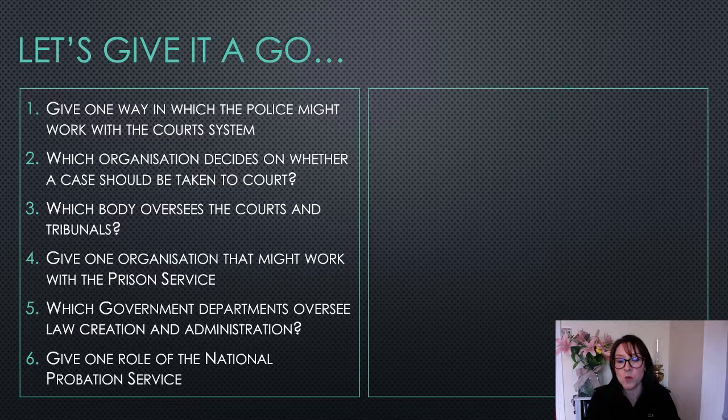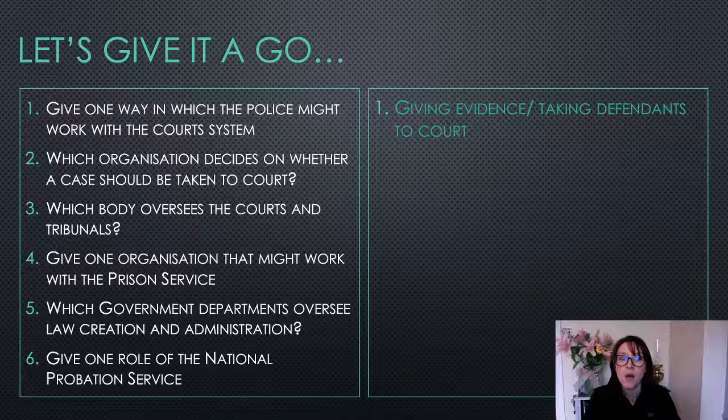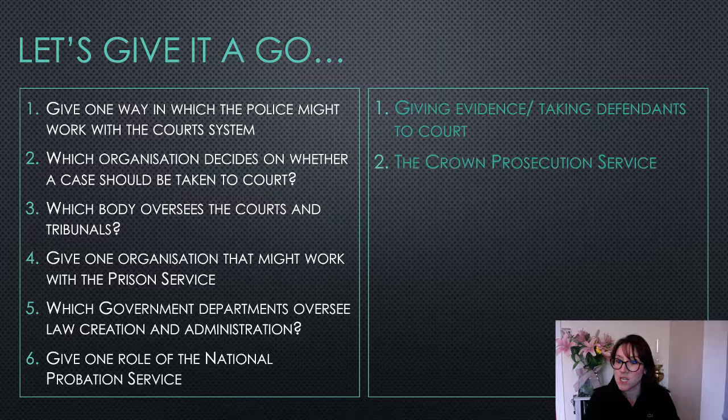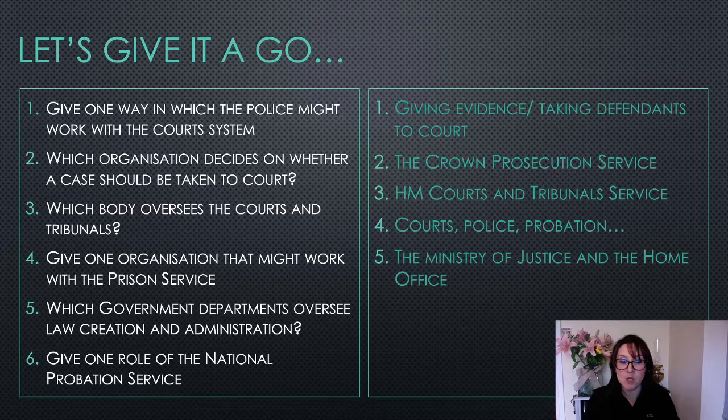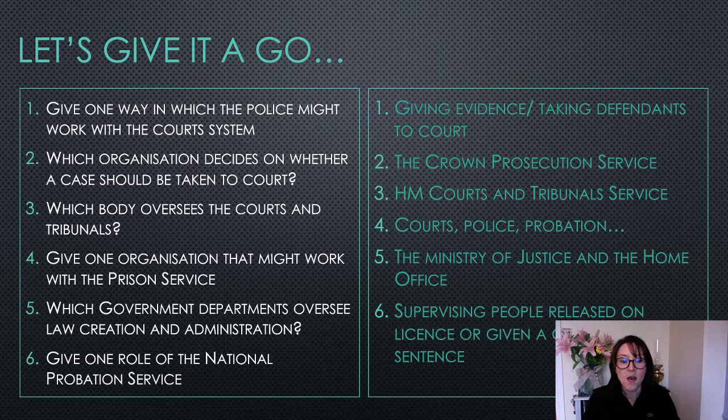If you don't, and you want to continue, here are the answers. Number one, a way the police might work with the court system is they give evidence and take defendants to court. The organisation is the CPS. The body that oversees courts and tribunals is HM Courts and Tribunals Service, so that's their name. An organisation that works with the Prison Service is the courts, police or probation. The government departments that oversee law creation are, of course, the Ministry of Justice and the Home Office. And finally, one role of the probation service is that they supervise people released on licence or given community sentences.